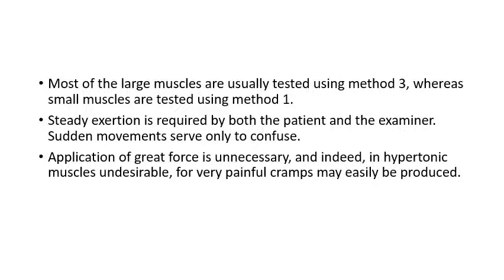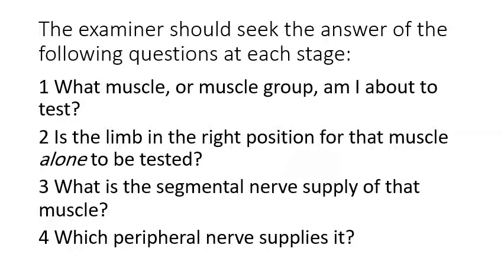Now that we have known the three different methods of examining muscle power, we should know that large muscles are usually tested using method 3, which puts the muscle initially at the mid-contraction position, while small muscles are preferably tested using method 1. Steady exertion, which means maintaining a steady force of resistance, is required by both the patient and the examiner throughout the test to avoid false results. Application of great force is unnecessary and may cause painful cramps in patients with hypertonia in the form of spasticity, for example.